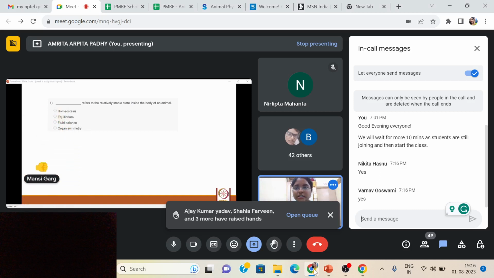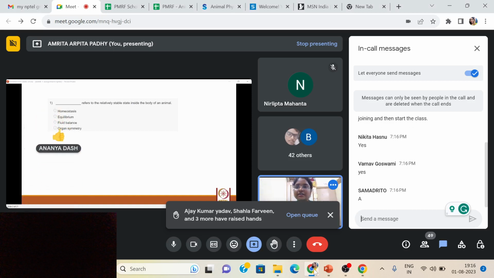Okay, great. So the first question is: dash refers to the relatively stable state inside the body of an animal. Homeostasis, equilibrium, fluid balance, or organ symmetry. I'll repeat once more. Dash refers to the relatively stable state inside the body of an animal. Homeostasis, equilibrium, fluid balance, or organ symmetry.